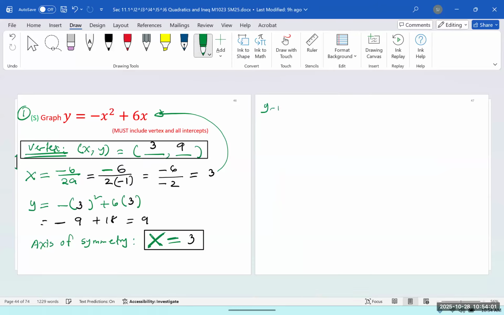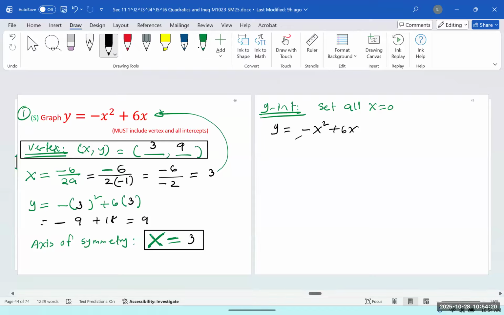Next, let's find the y-intercept. To find the y-intercept, what do we do? Set x to be 0. Set all x to be 0. So we have y equals negative x squared plus 6x. The first x 0, the second x 0. So what's the y? 0. As a point format, how do you write y equals 0? Jack, go ahead. Point 0, 0 means the origin.